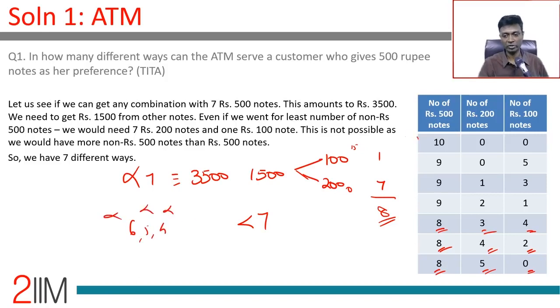So the number of ways is just this. There are 7 different ways in which the ATM can serve a customer. 1 with 10 500 notes, 3 with 9 500 rupee notes, and 3 with 8 500 rupee notes. With 7 500 rupee notes or lower, it is impossible to distribute 5000 rupees with these conditions being satisfied.